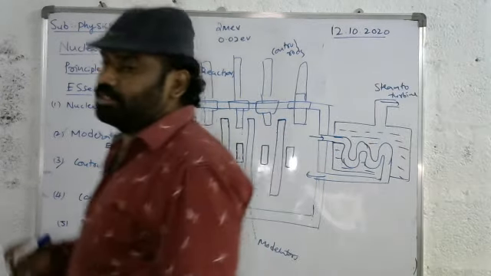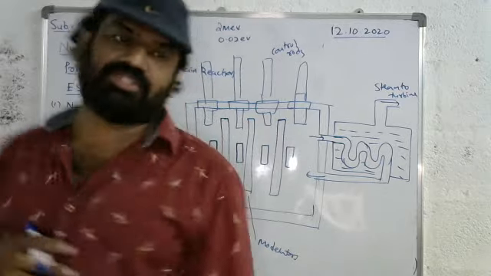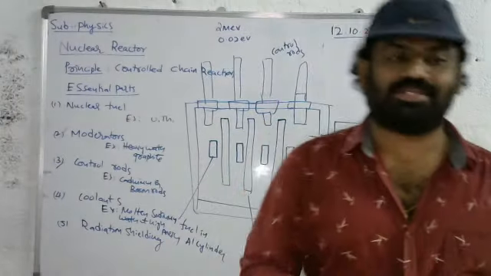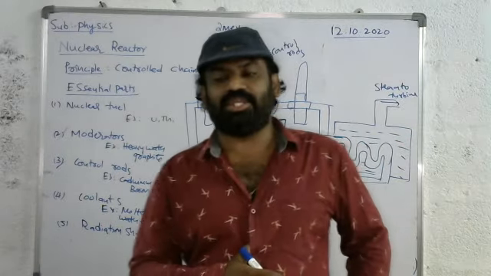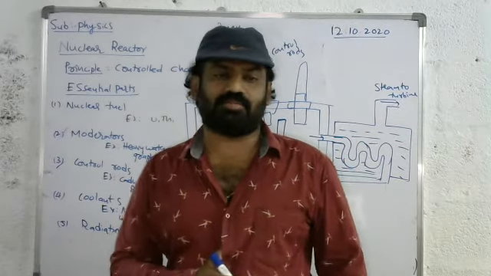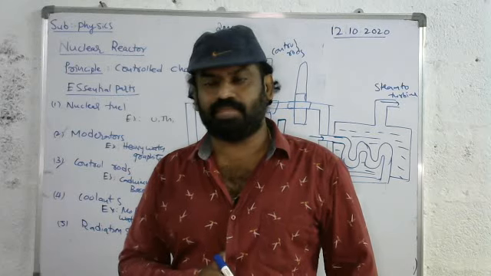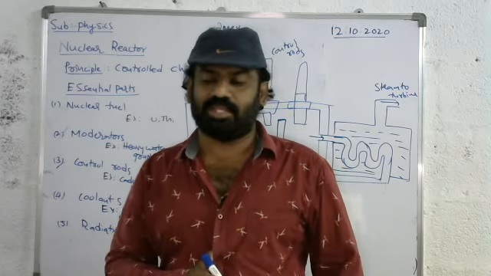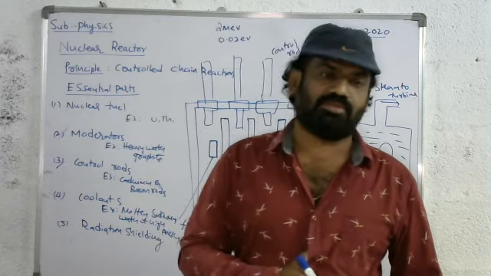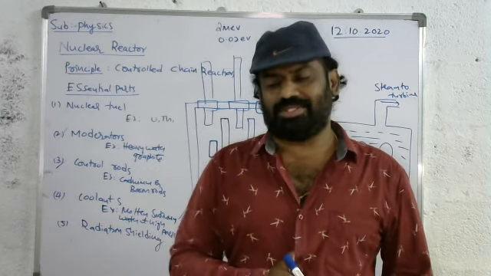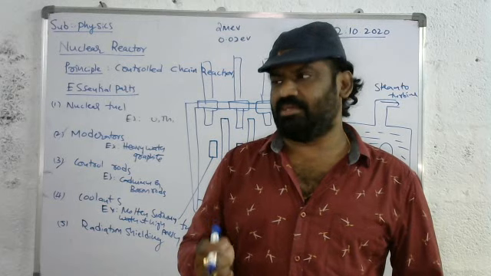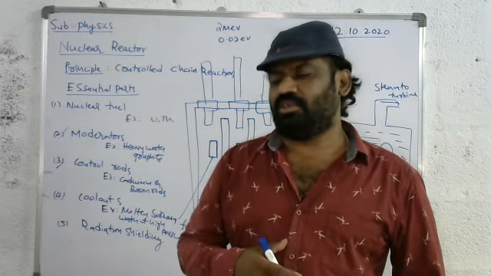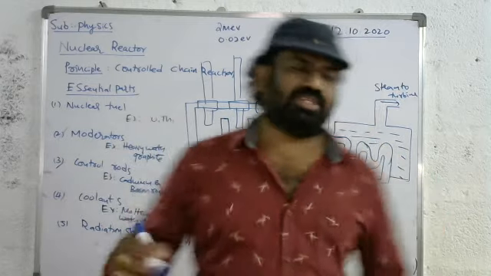Next, radiation shielding. Once the reaction starts in a nuclear reactor, there is a radiation hazard. Harmful radiations are produced, and these are very harmful if they leak from the nuclear reactor. It will affect the surroundings and the people. They get lung cancer, skin diseases, hair fall. These are all due to this radiation hazard.